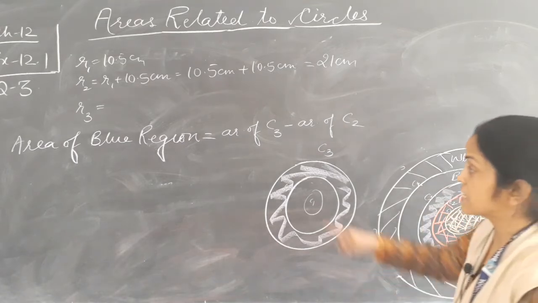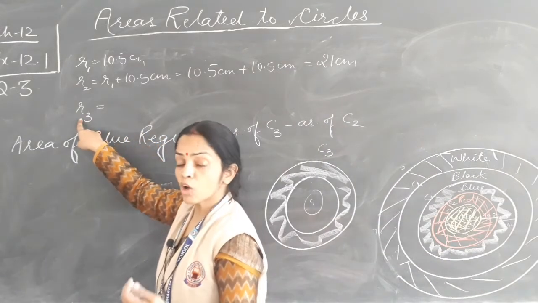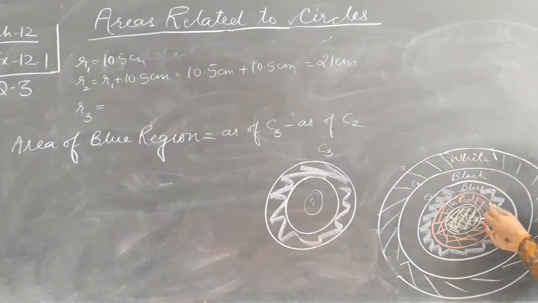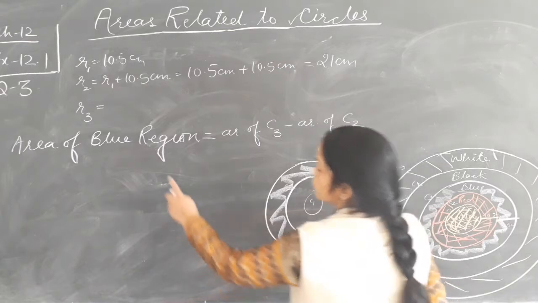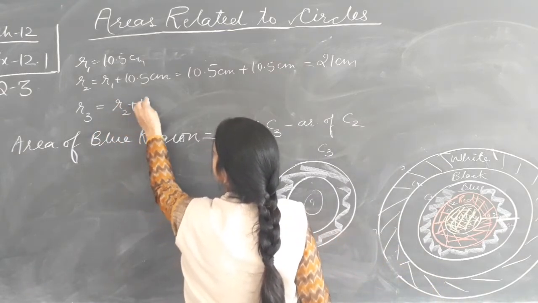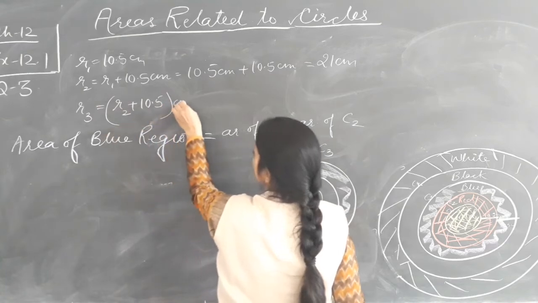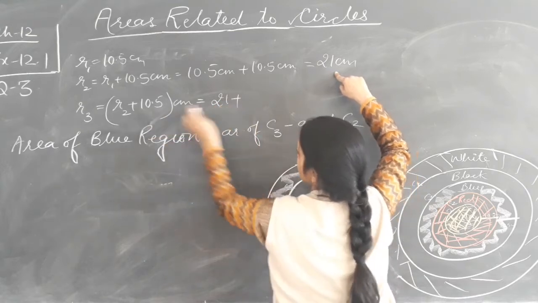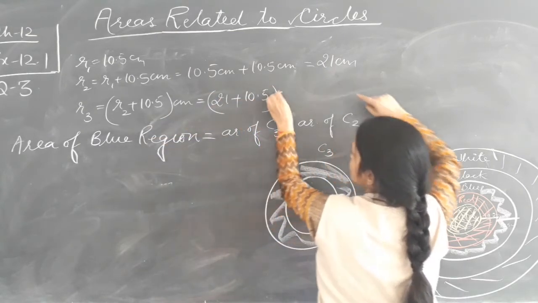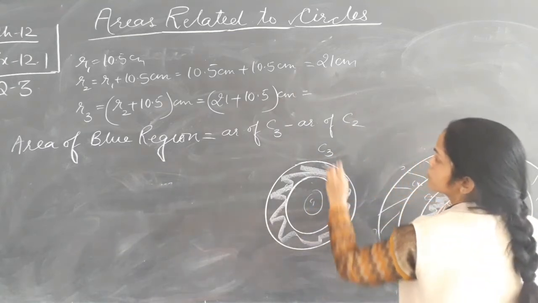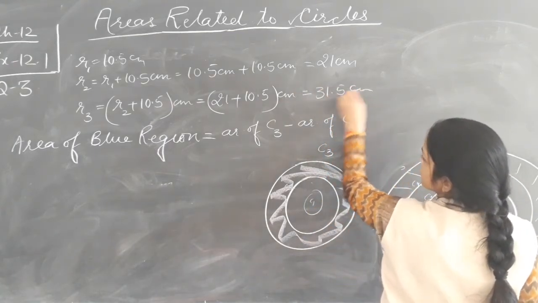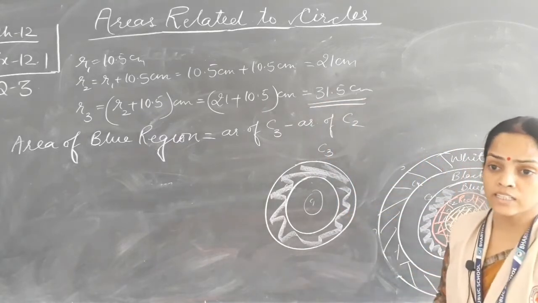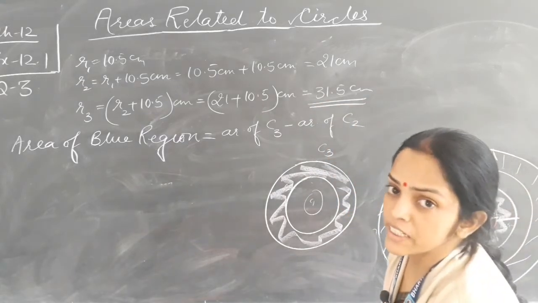Okay, now for C3's area, we need R3. Now what will be R3? To the second circle's radius, if we add this width 10.5 centimeter again, then we will get R3. So R3 will be R2 plus 10.5 centimeter. R2 we already got as 21, plus width is 10.5. So 21 plus 10.5 gives you 31.5 centimeter. So the radius R3 is 31.5 centimeter.